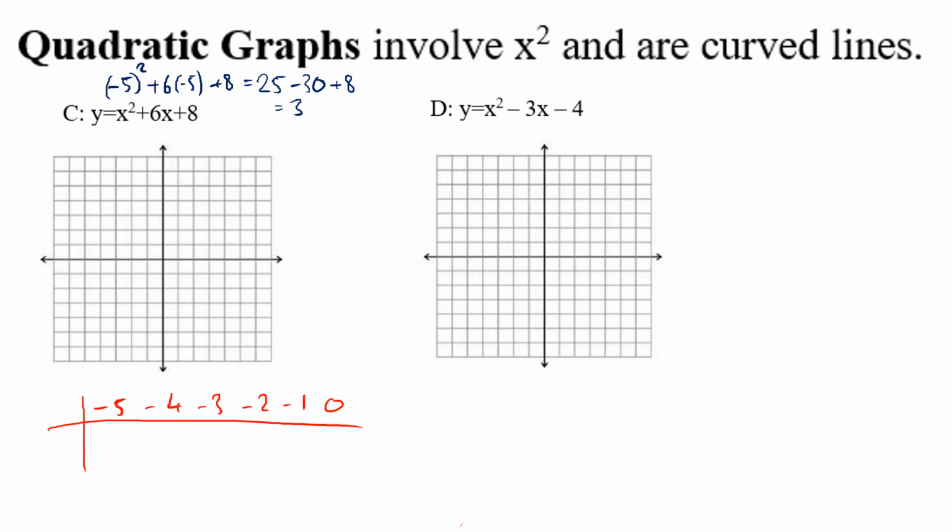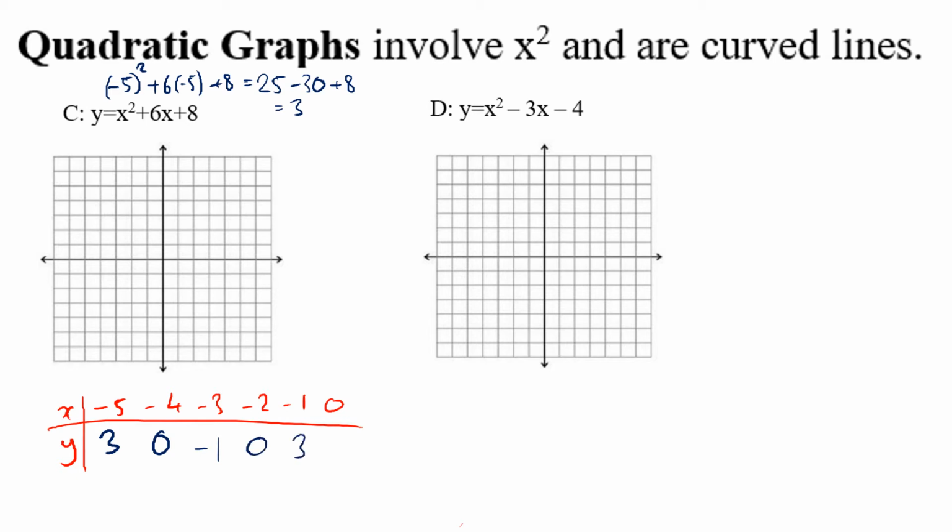That'll give you a value of 3. So we'll be labeling this with x and y. And then if you go through the same process with the rest of them, if you put in -4, you'll get 16 minus 24 plus 8, you'll get 0. If you put in minus 3, you'll get 9 minus 18 plus 8 is minus 1. And then we'll get back to 0 again here. This will be 4 minus 12 plus 8.